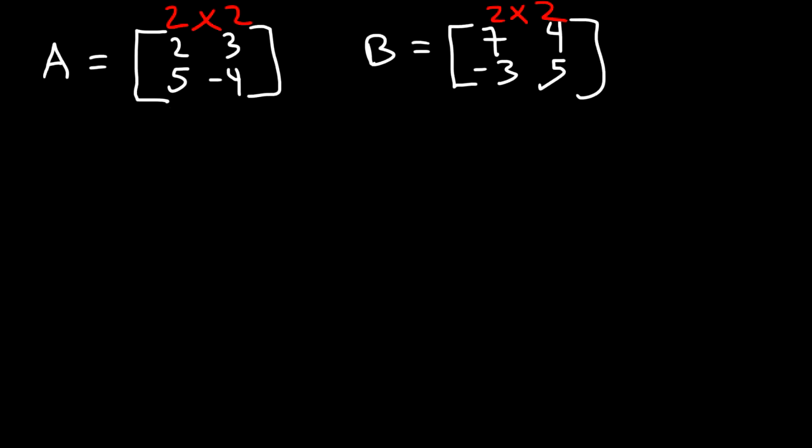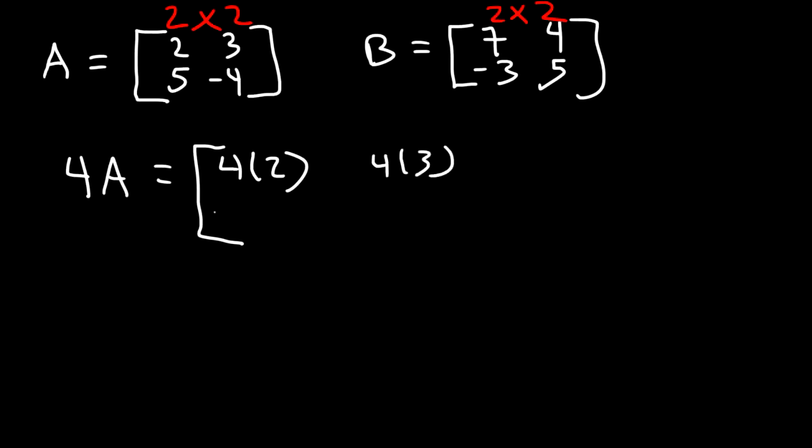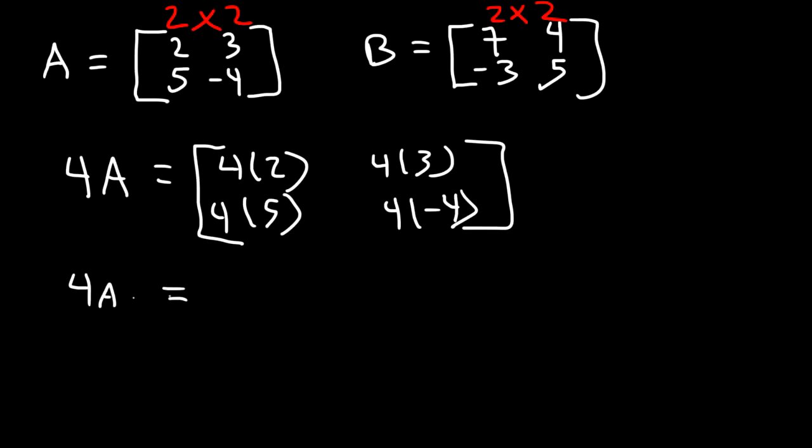Now let's say if you want to multiply matrix A by 4. What will you get? 4 times A, all you need to do is multiply every element by 4. So it's going to be 4 times 2, 4 times 3, 4 times 5, and 4 times -4. So then 4A is going to equal 8, 12, 20, and negative 16.